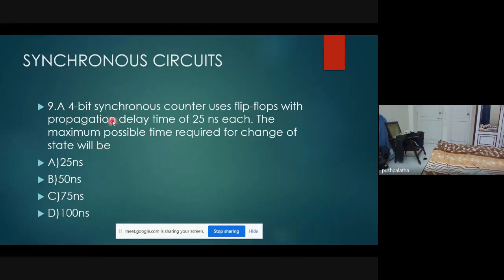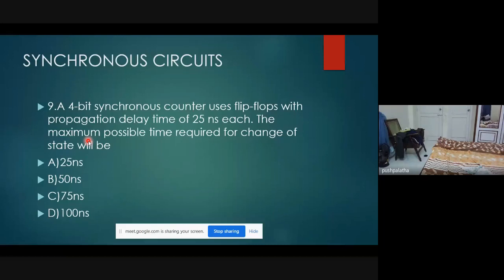See, it is obvious. It is a synchronous counter, right? The difference between synchronous and asynchronous is what? Now you can guess the answer. In a synchronous counter, the clock is given to all flip-flops simultaneously. Hence, the time required for the change of state, the propagation time delay, is what? 25 nanoseconds only, because the clock is given at a time.